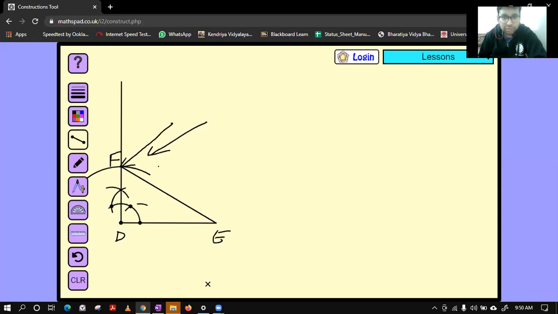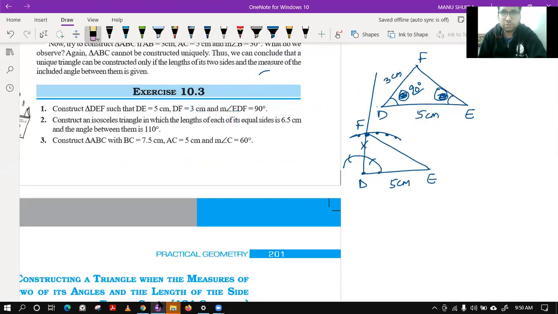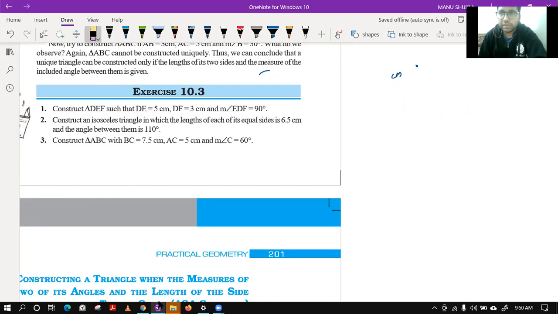Okay, Mokshita Singh, please repeat. Mokshita, I'm repeating on this one again. Just one second. What I have done is, again read the question, what it is saying. This is a question based on SAS. They are saying construct triangle DEF such that DE equal to 5 centimeter. So first I have drawn the base DE equal to 5 centimeter. After that they are saying DF equal to 3 centimeter. For that I took compass and I made an arc of 3 centimeter radius. This arc is of 3 centimeter radius.